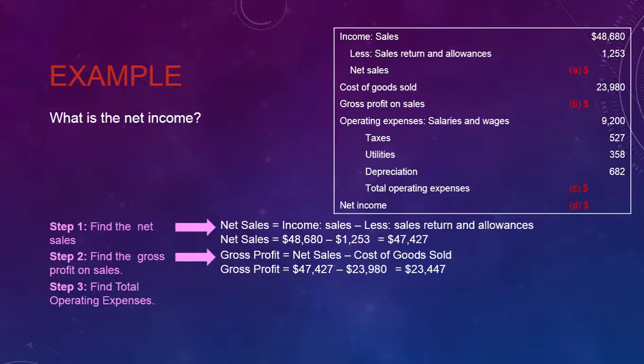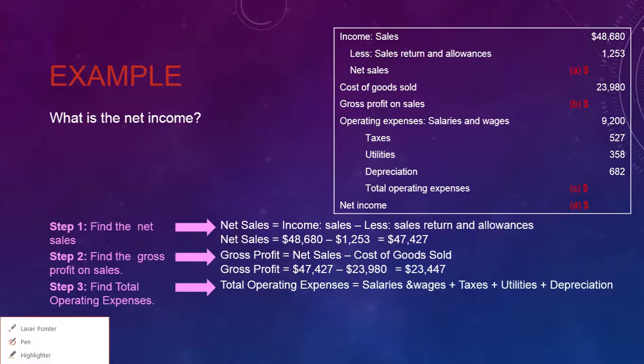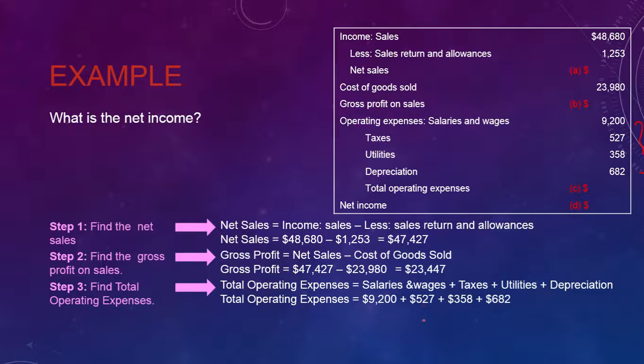That is finding the total operating expenses. To find that, we need to add everything in the operating expenses together. That's the salary and wages, taxes, utilities, and depreciation. Plug everything we have in there. When we add them, we get $10,767. So that's really right here. $10,767.